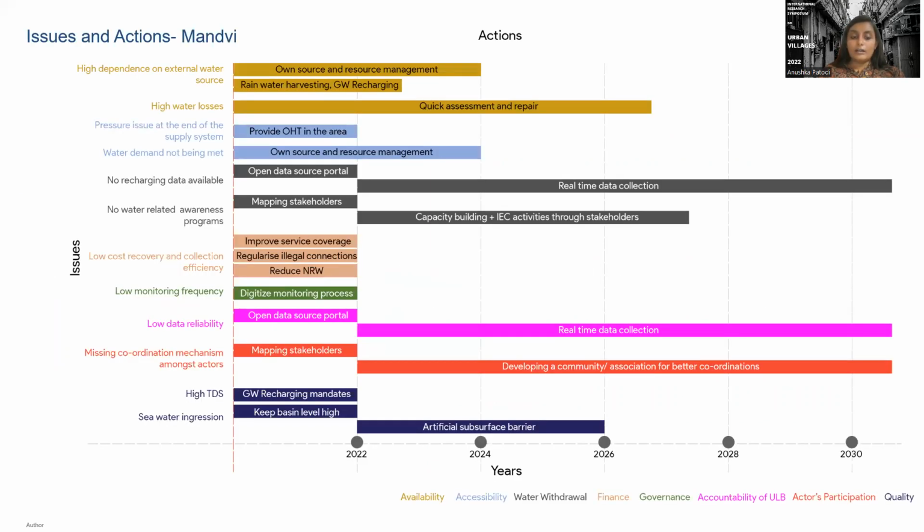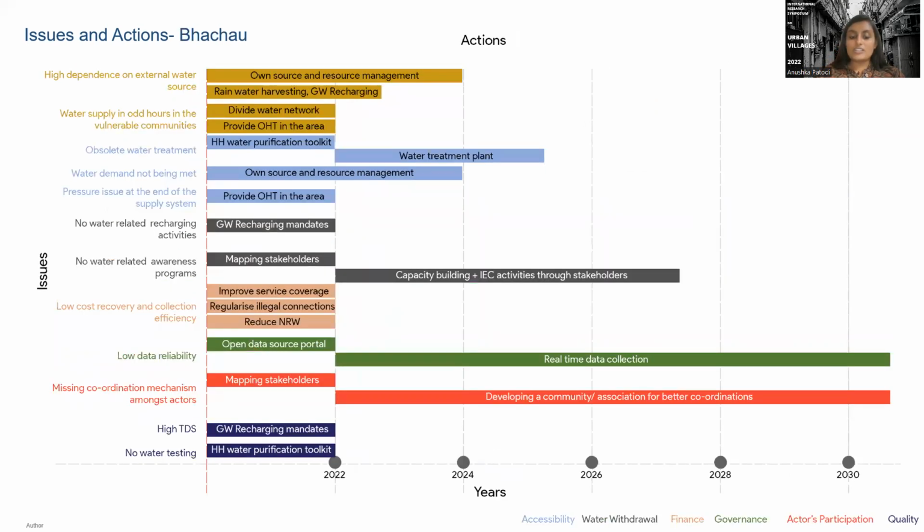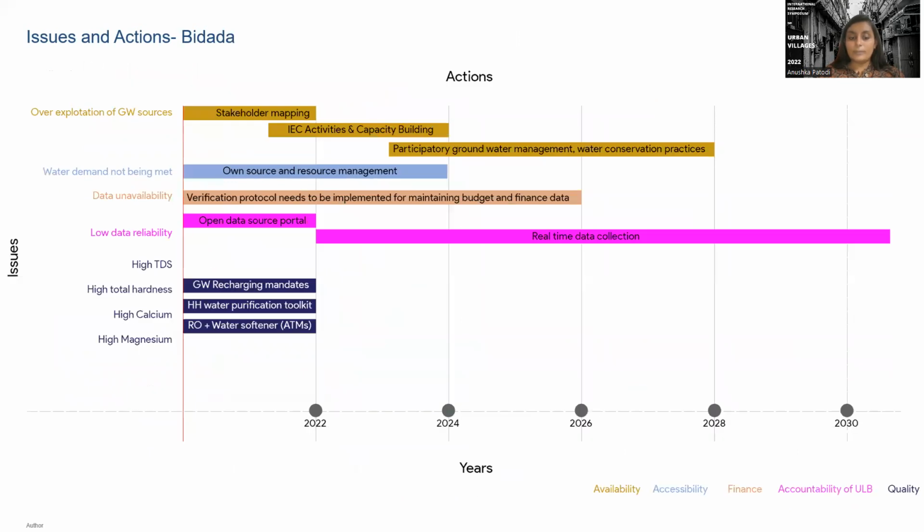So after looking at the analysis, we could identify a few issues. The issues are mentioned on the x-axis and the colors indicate the components. Issues like high dependence on external water sources, water demand not being met, low cost recovery and collection efficiencies, and issues of quality like high TDS were observed. The actions were proposed accordingly, and most actions are short-term actions and are doable on ground. Similar actions were developed for Bachao city as well as for Bidda village.